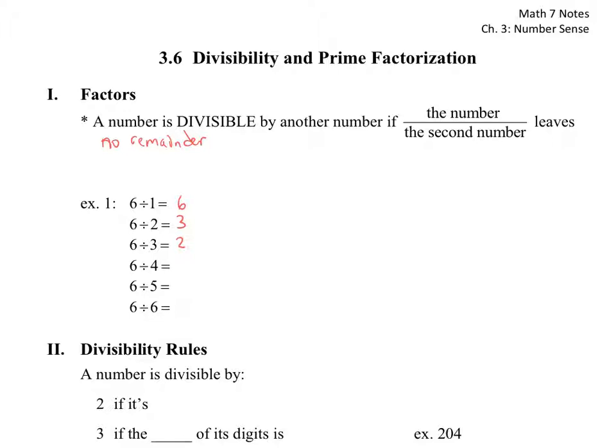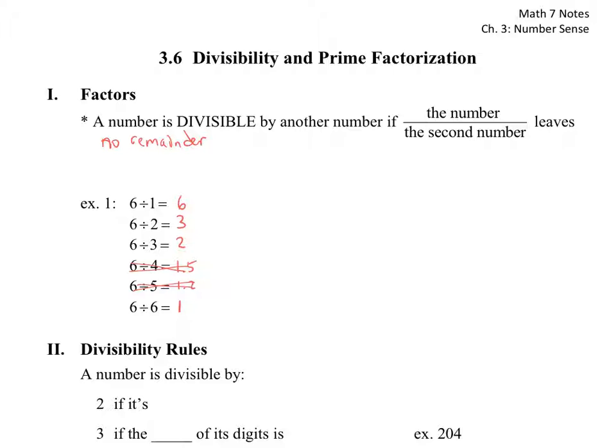6 divided by 4. Quick, Jake, on the calculator. Go. 1.5. Is a decimal the same thing as a remainder? Is there a decimal remainder? So this one, not a factor. 6 divided by 5 is 1.2. Is there a decimal remainder? Not a factor. 6 divided by 6 is 1.